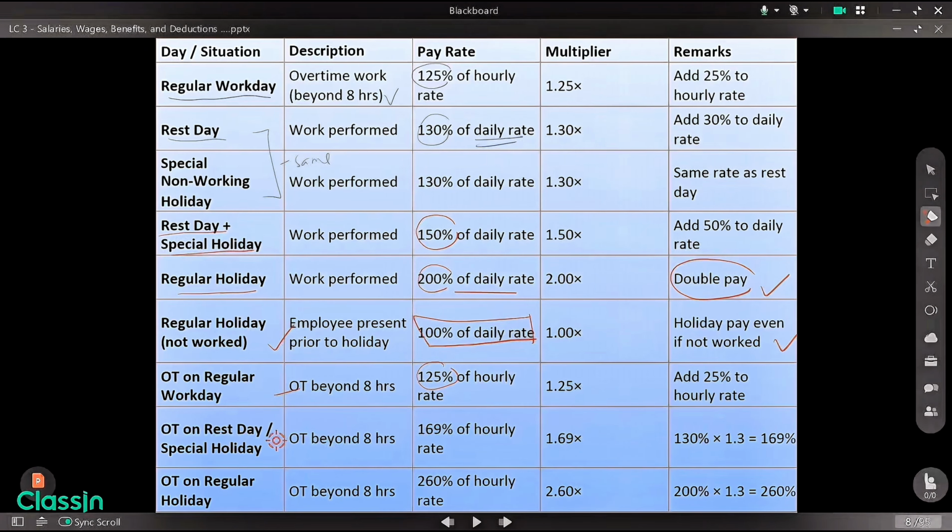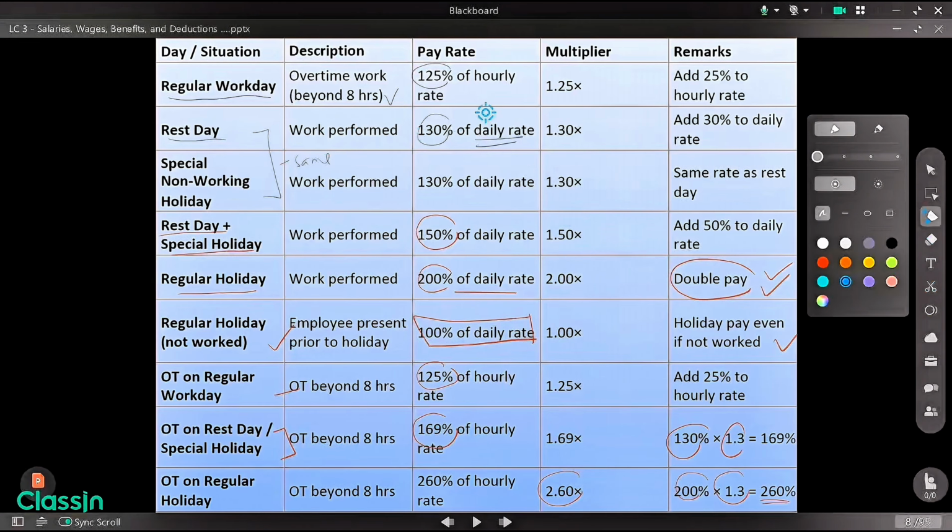But if your OT happened on a rest day and special holiday, meaning you will be having 169% of the hourly rate. Why? 1.3 times 1.3, because you've gained double from special days or holidays, which has a 1.30 rate. And for the overtime on a regular holiday, it is 2.60. Why? Because as we all know, on a regular holiday you have double pay already, right? And then you have another overtime. That's why we need to multiply it by 1.3 and we will have 260.